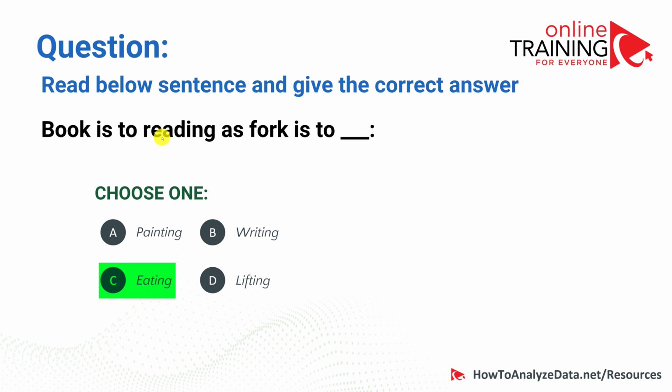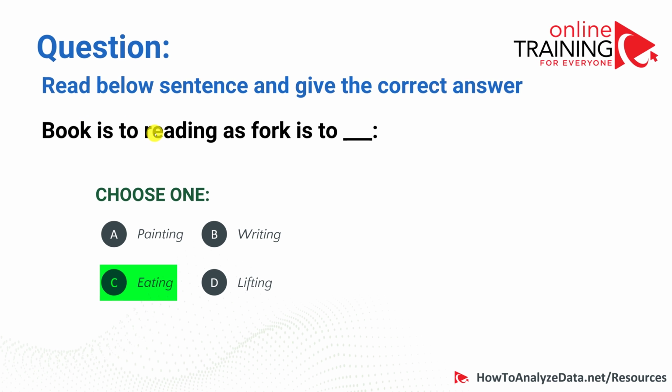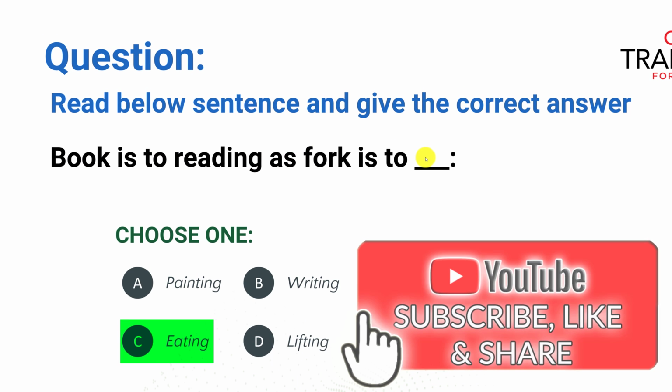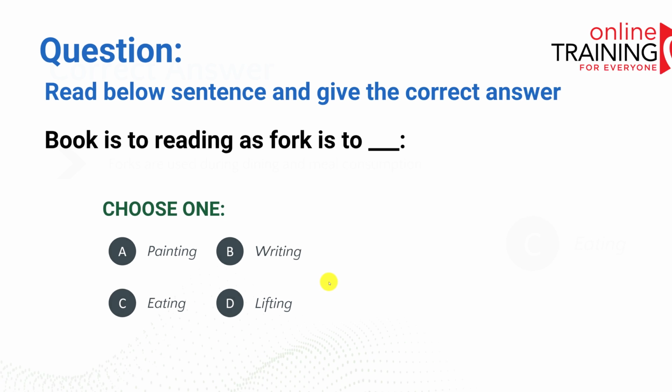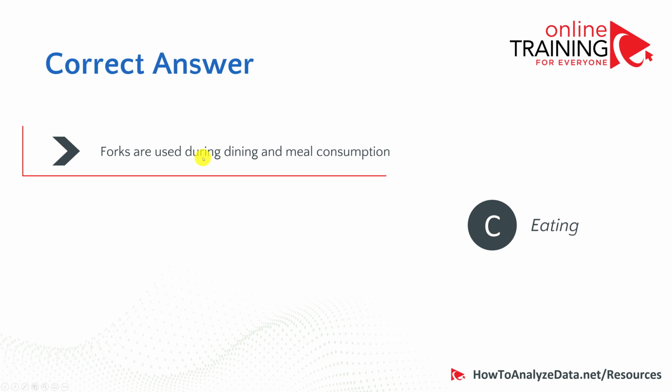Because book is to reading. This is an activity associated with reading, as fork is to eating. You use a fork during the meal consumption. So the correct choice is C. And that's because forks are used during dining and meal consumption. Hopefully you've got this one right.